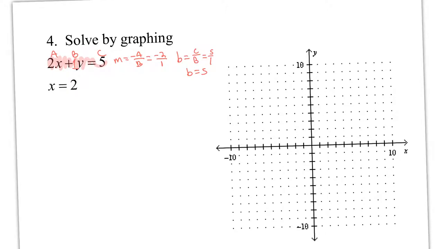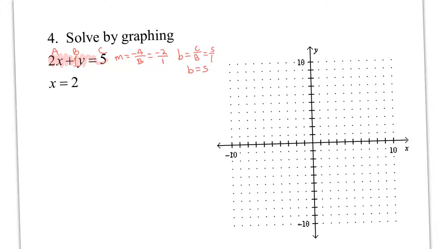So I go 1, 2, 3, 4, 5 is right here, and I make the point. Now I use the y-intercept, negative 2 over 1. That means I go down 2 and 1 to the right. So from the y-axis, or the y-intercept, 1, 2, 1 to the right, and I make my point right here.